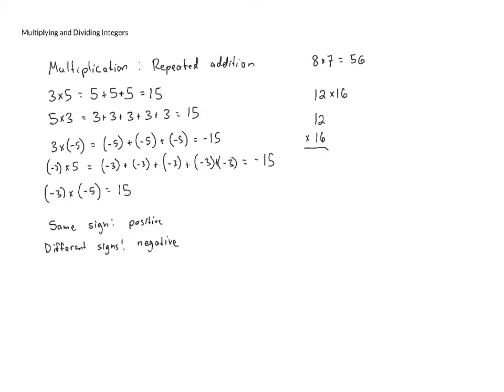So 6 times 2 gives us 12. We put the 2 down there and carry the 1. And then we do 6 times 1, which gives us 6, and we add the 1 we carried to get 7.